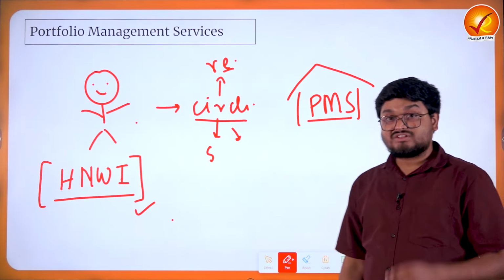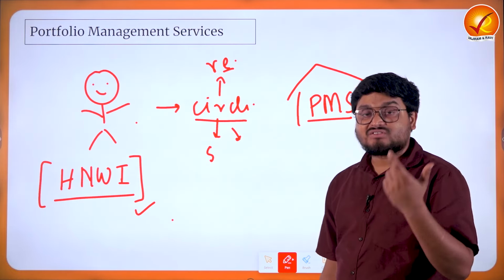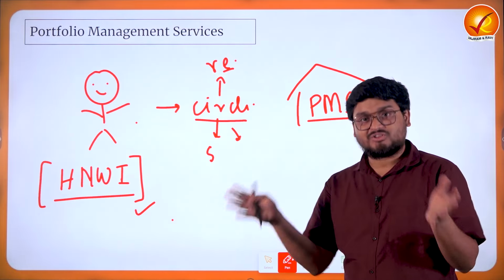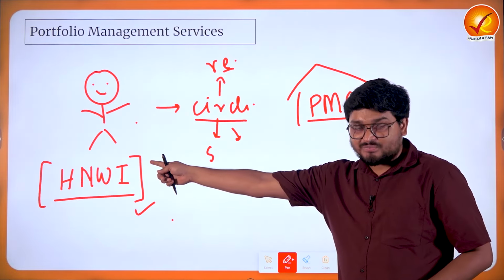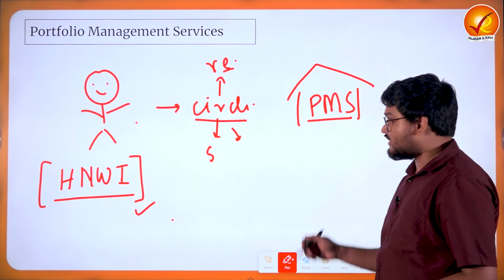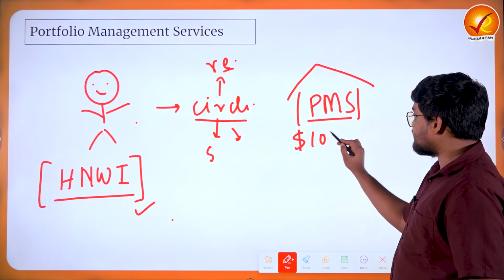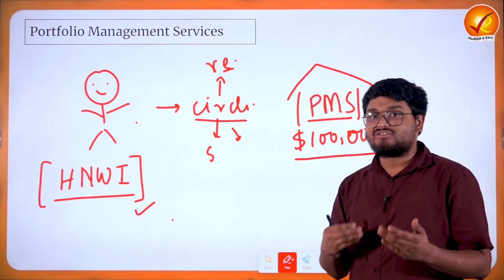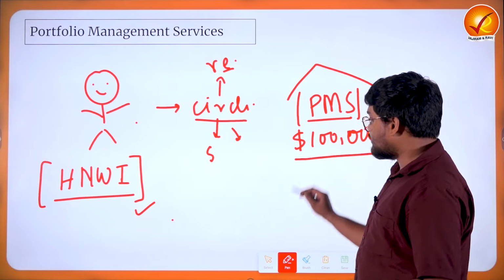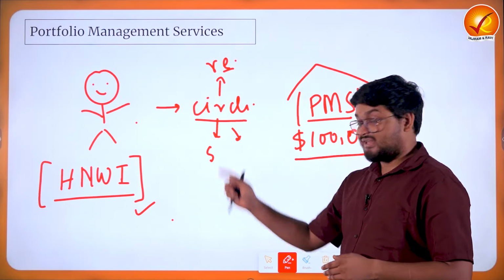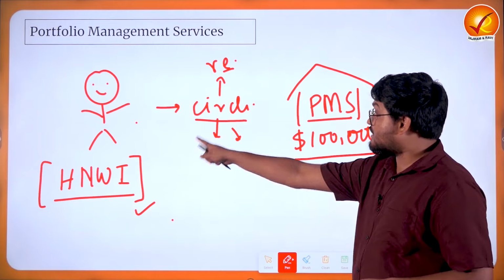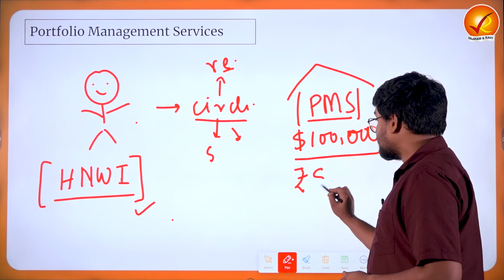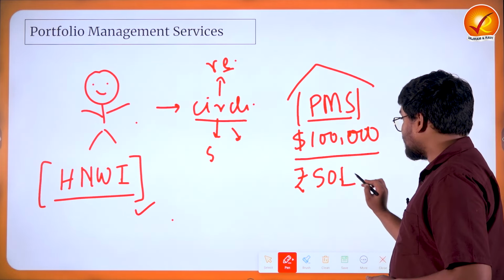This PMS has highly experienced chartered accountants, stock market brokers and various other financial experts who will say to this person that you give me, for example, say $100,000, right? You give us $100,000 and we will try to manage your money. In India, the minimum amount that a person can avail of from any PMS service provider is rupees 50 lakh, right?